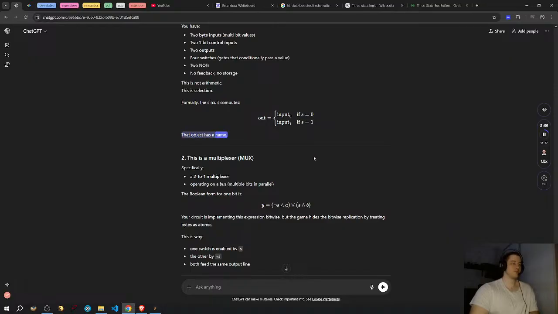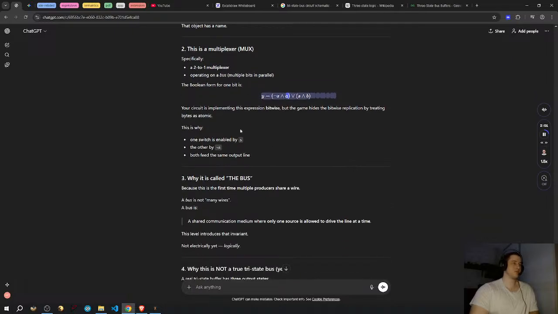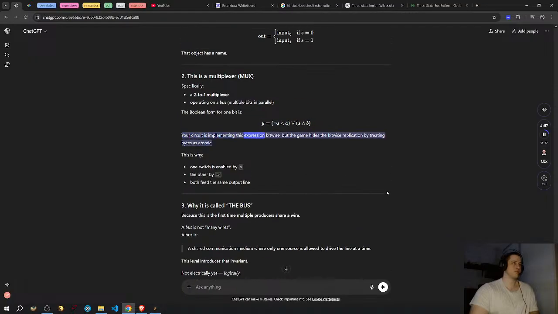That object has a name. 2. This is a multiplexer, MUX. Specifically, a 2-to-1 multiplexer, operating on a bus, multiple bits in parallel. The Boolean form for 1 bit is Out equals S·A + S'·B. Your circuit is implementing this expression bitwise, but the game hides the bitwise replication by treating bytes as atomic. This is why: one switch is enabled by S, the other by NOT S. Both feed the same output line.